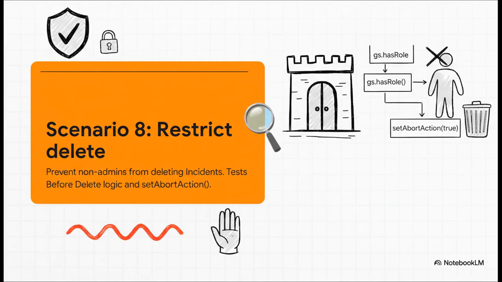Let's talk about security. How do you stop anyone who isn't an admin from deleting an incident? This is a hard, fast rule. It's not a friendly suggestion on a form. This is a gatekeeper action that the system must enforce. The answer? A before-delete business rule. It checks the user's role with gs.hasRole, and if they don't have the right one, you use the incredibly powerful current.setAbort action to just stop the deletion cold.